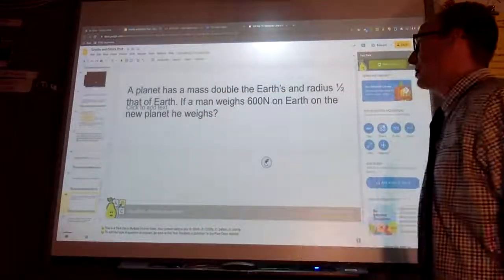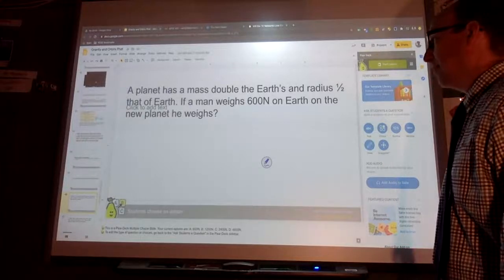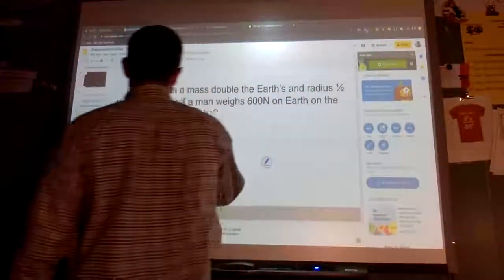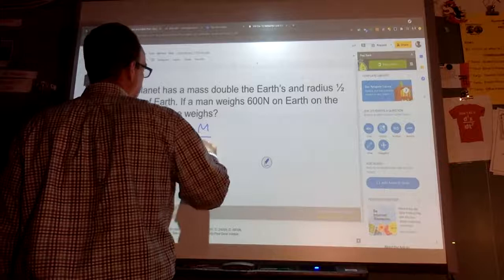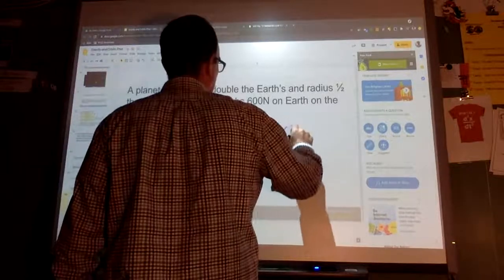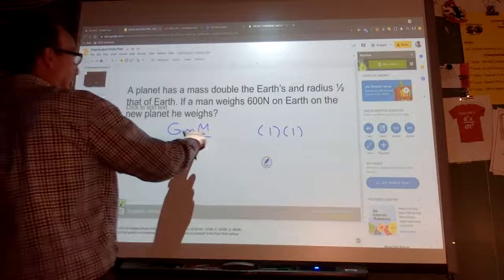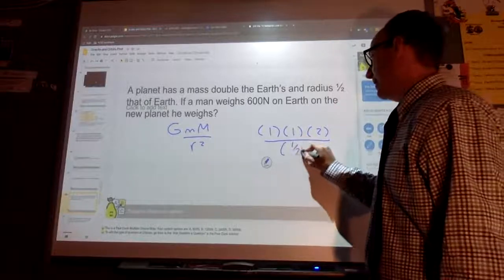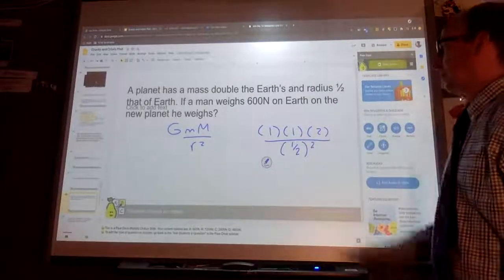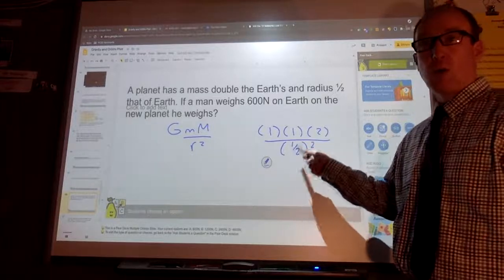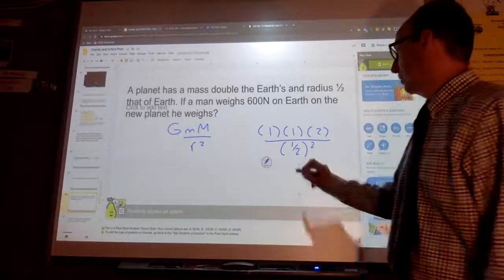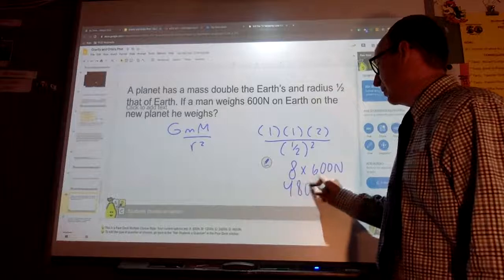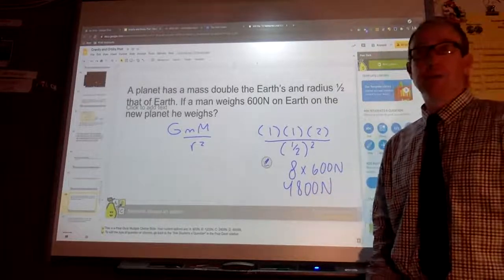A planet has a mass double the Earth's and a radius 1/2 that of Earth. If a man weighs 600 newtons on Earth, on the new planet he weighs... So our formula is this, GMm over R squared. We're saying that the new planet has a mass that's double and a radius that is 1/2. So this is squared, this is 1/4. 2 divided by 1/4 is 8. So 8 times 600 would be 4,800 newtons.